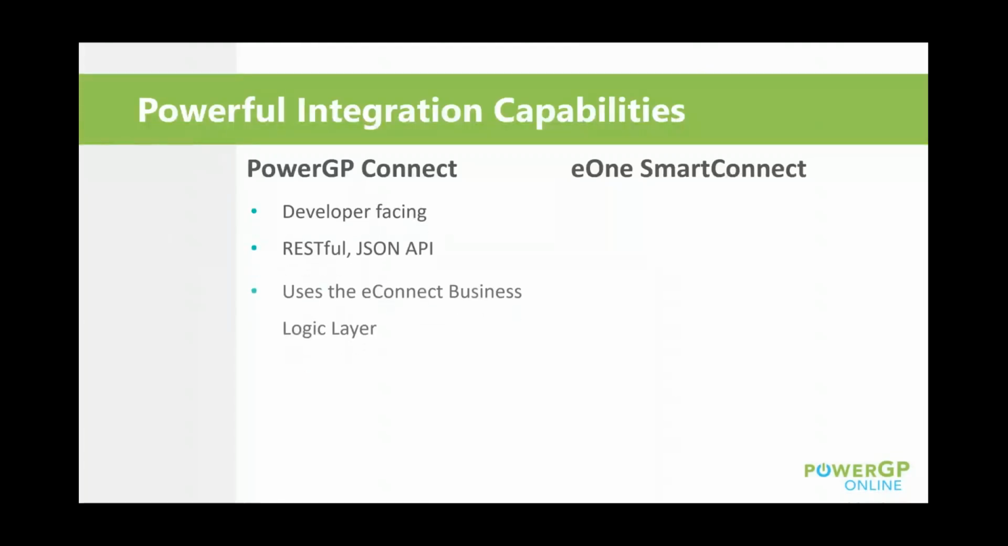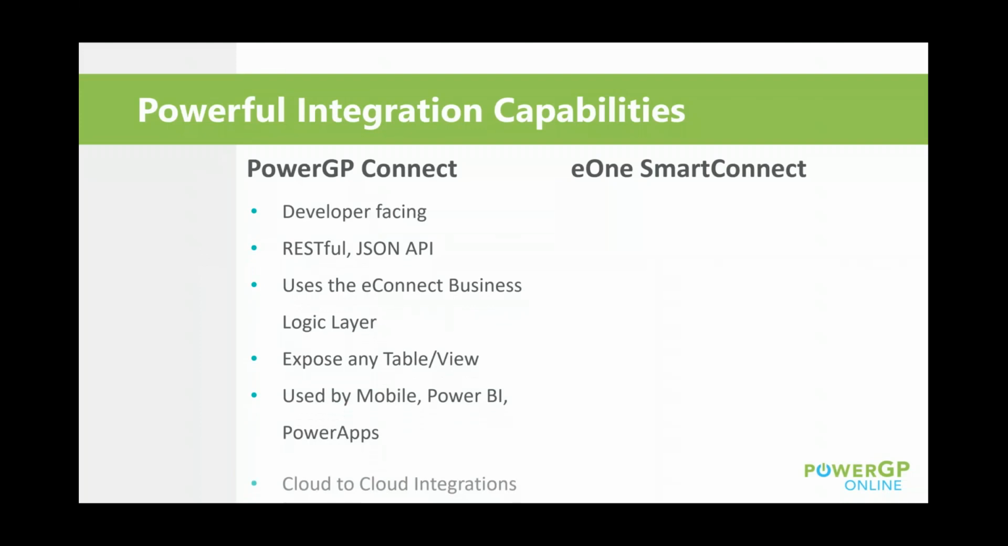Okay, so next, working in the cloud. One of the most important things when you work in the cloud, or one of the benefits of being in the cloud, is being able to integrate from one thing to another. What we did is we created PowerGP Connect. For those of you who are IT people out on the call today, it is a RESTful JSON API that's an HTTPS endpoint, so it's secure. For those of you in finance and accounting, it's a URL that lets you connect to your GP data super easily. It has a logic layer to it as well, and it's based on eConnect. So we've just taken eConnect and added a layer on top of it to work in the cloud.